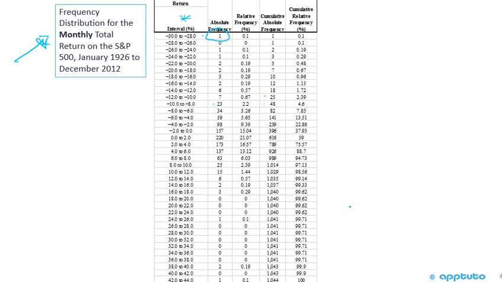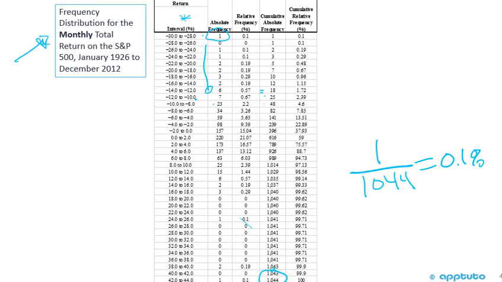From January 1926 to December 2012, we had 1,044 months. That's the total number of months, and therefore the total number of observations that we're going to have. Starting at the top, 1 divided by 1,044 is going to be 0.1%. Then we start counting the absolute frequency, and we add the last range plus the new range, which equals the cumulative frequency.